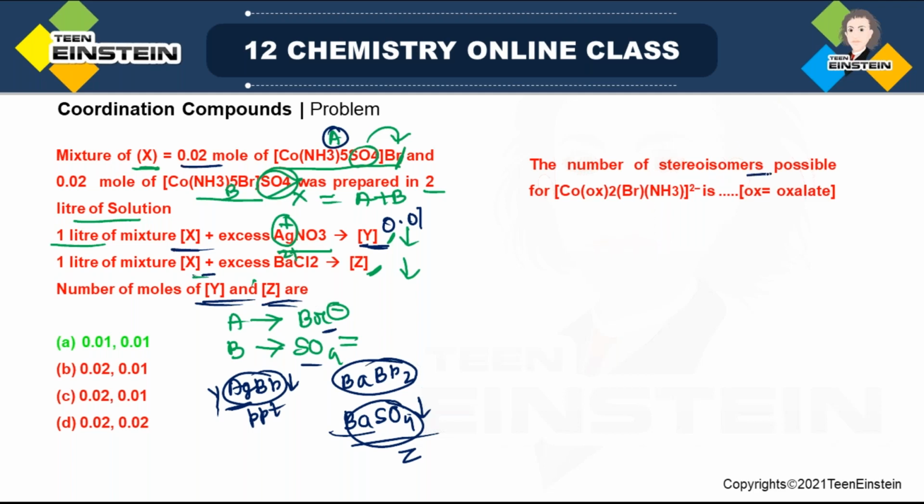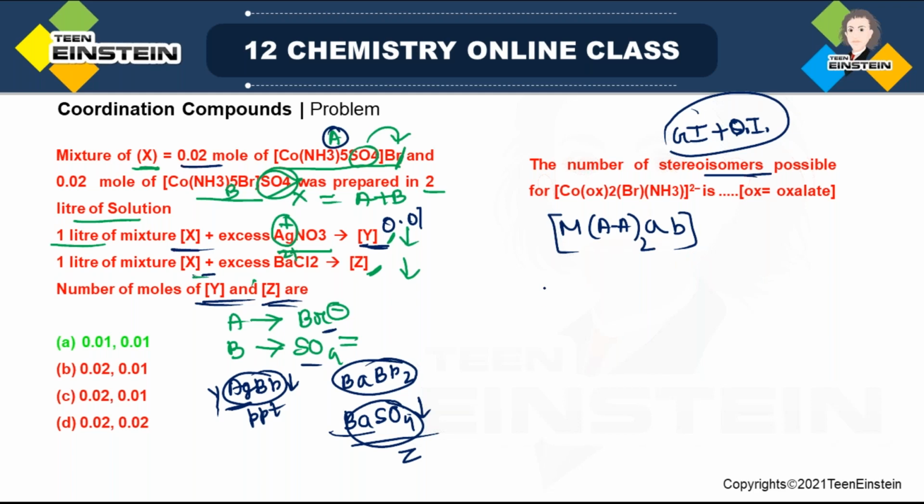The number of stereoisomers possible for this molecule. So this is an integer type of question. It is asking stereoisomers. That means we have to consider both geometrical isomers as well as optical isomers. Now first, same thing, you have to write the general formula. Ox means symmetrical bidentate, one Br, one ammonia, AB. So this is the general formula. We are not interested in charge. It has nothing to do with the isomerism.